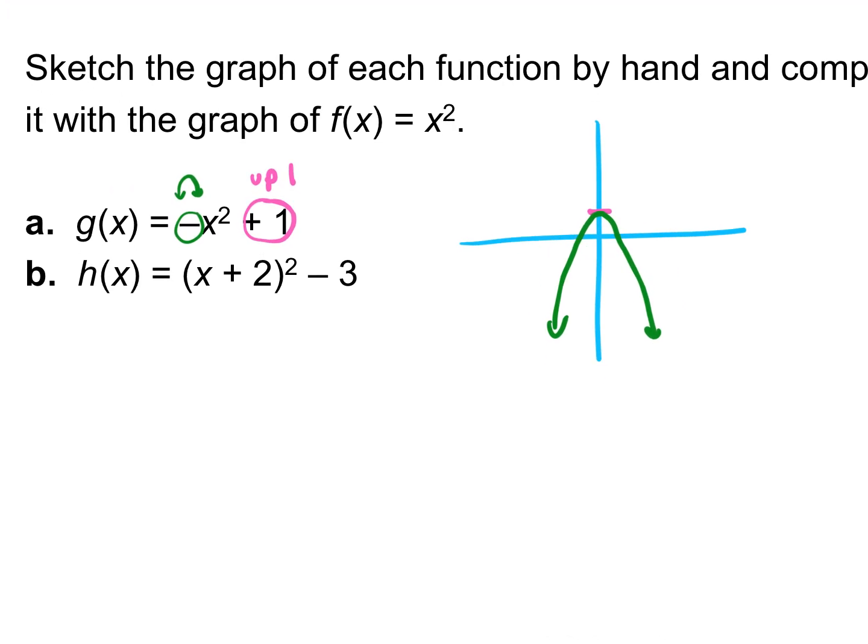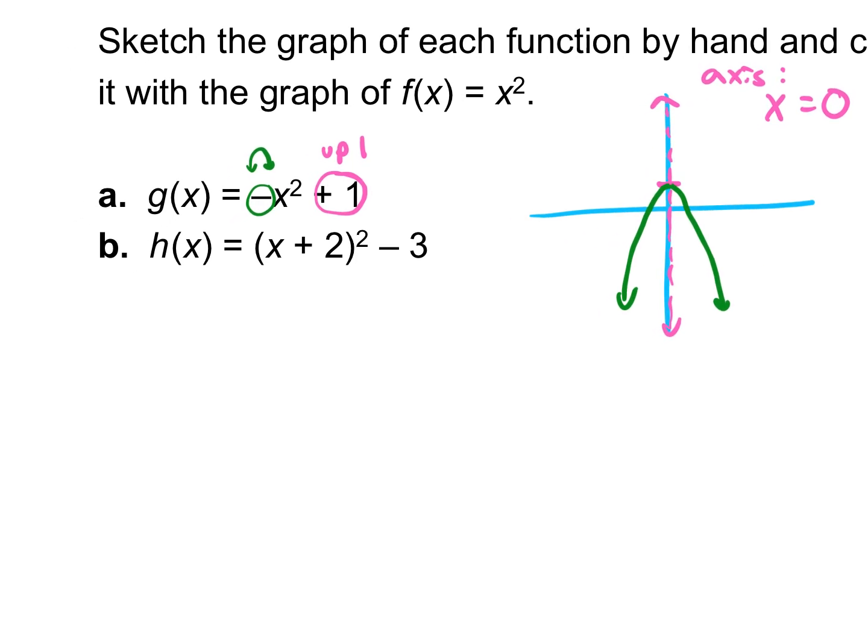Now, just for fun, what would our axis of symmetry be here? Not just 0, but x equals 0. That would be our axis of symmetry.